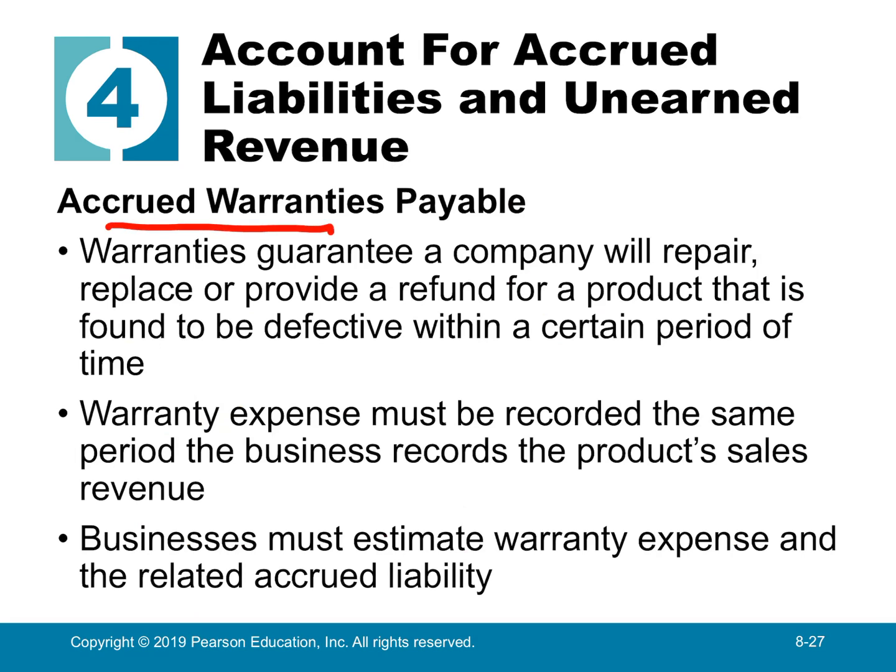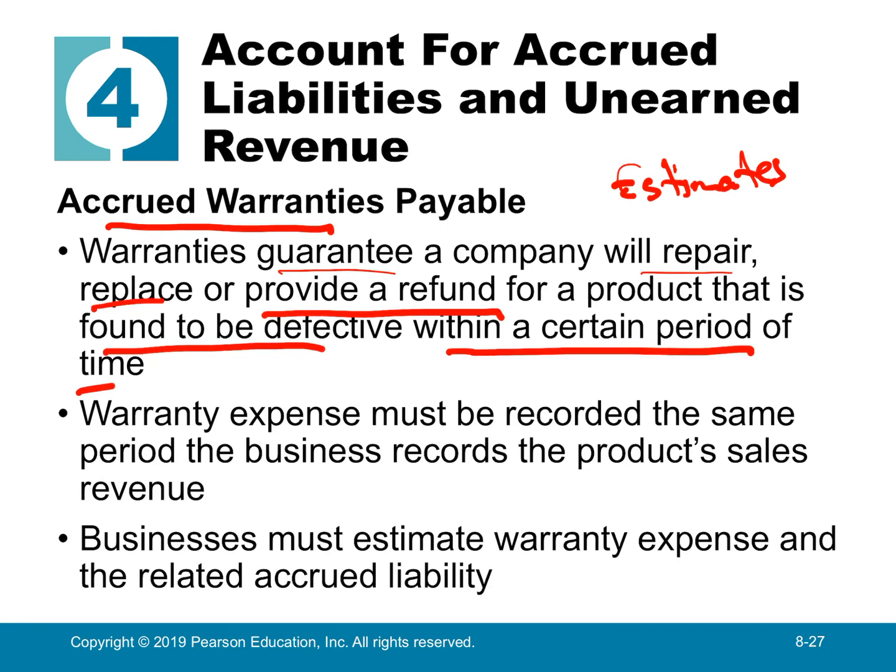Let's talk about accrued warranties. So this is another one of those estimates that we have to do, right? If we sell something that has a warranty tied to it, a warranty, by the way, a guarantee, means that the company will repair, replace, or provide a refund if the product is found to be defective within a certain period of time. So we don't know how much of our items will come back as warranty expenses. So we need to take the warranty expense now, the same period that we record the sales revenue. That means we have to estimate the warranty expense and the related accrued liability.